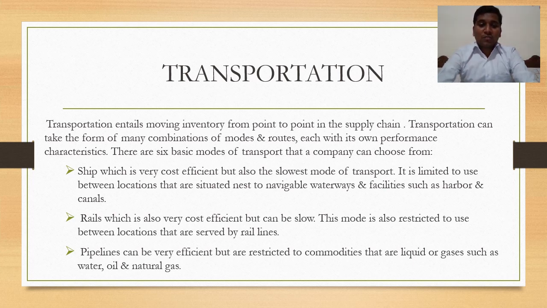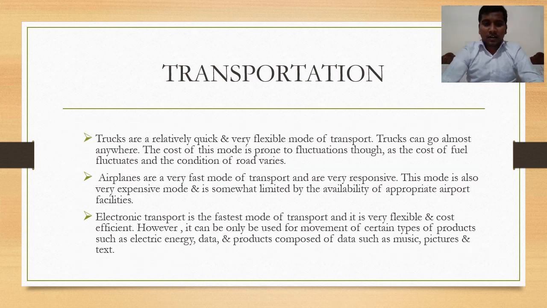Rail, which is also very cost efficient but can be slow. This mode is also restricted to use between locations that are served by rail lines. Pipelines can be very efficient but are restricted to commodities that are liquid or gases such as water, oil, and natural gas. Trucks are a relatively quick and very flexible mode of transport. Trucks can go almost anywhere. The cost of this mode is prone to fluctuation though, as the cost of fuel fluctuates and the condition of roads varies. Airplanes are a very fast mode of transport and are very responsive.